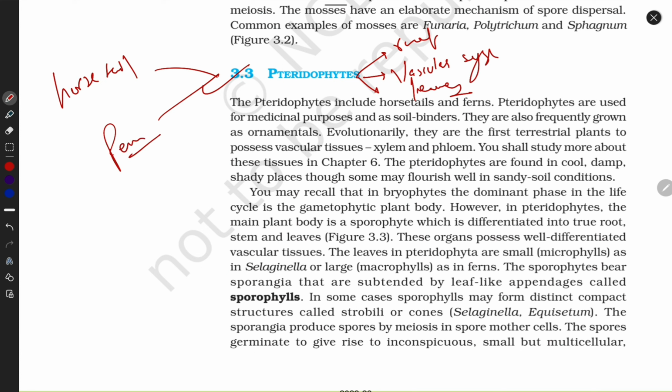Like bryophytes, what do they contain? They contain liverworts and mosses. As well as pteridophytes, they include horsetails and ferns. They have true roots and a shoot system.